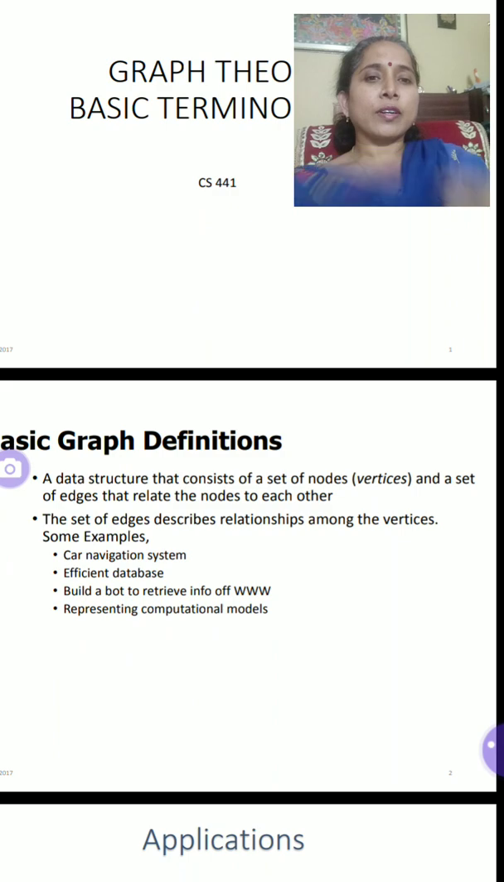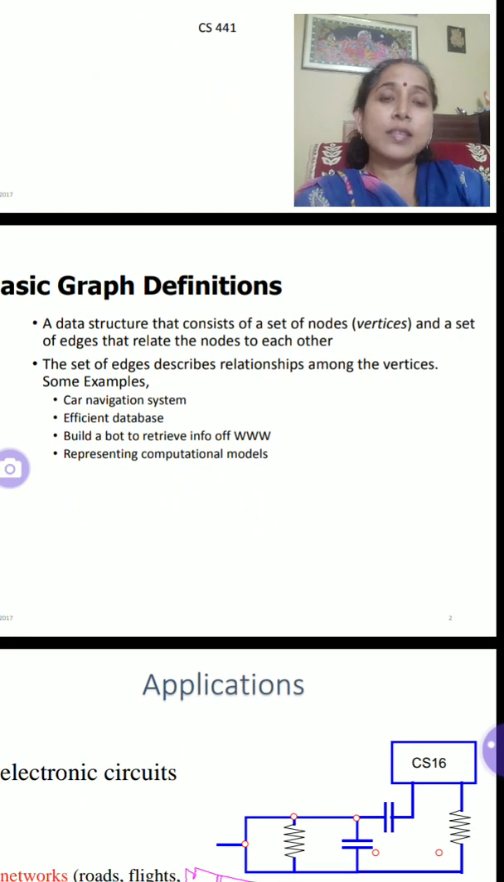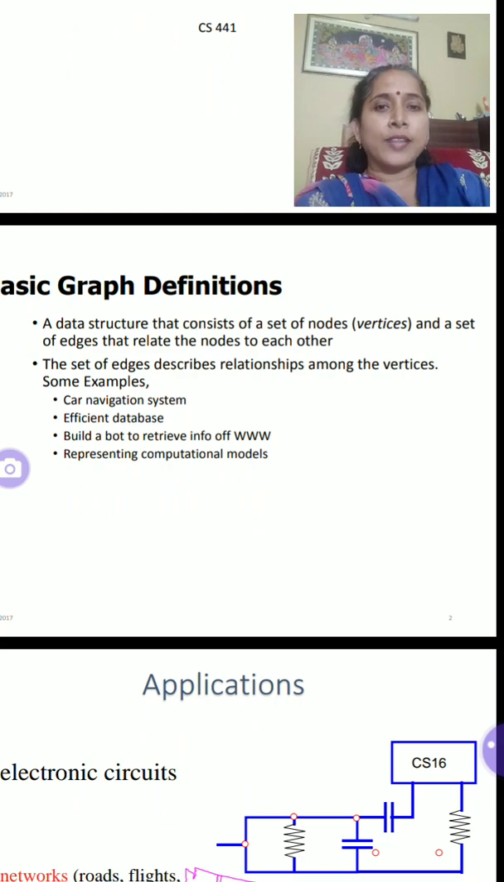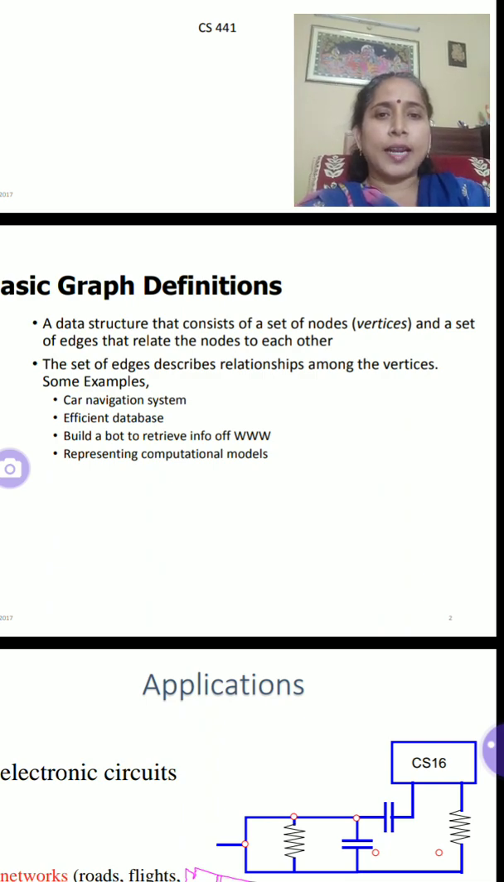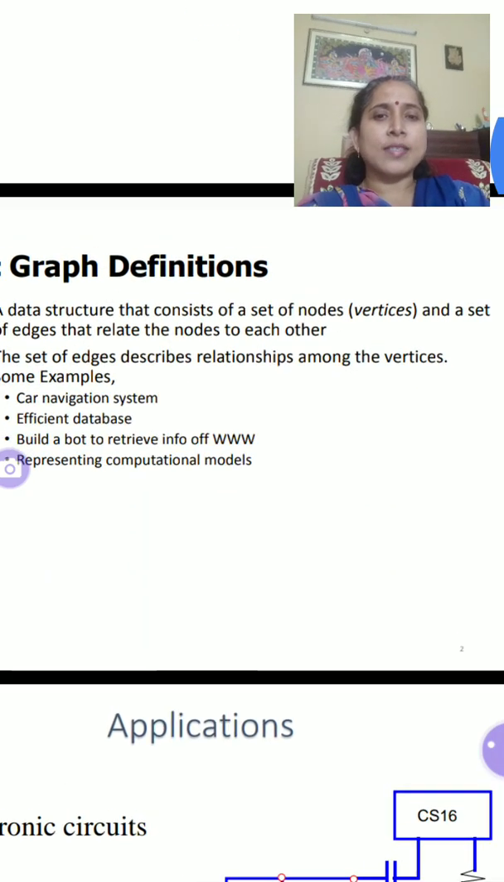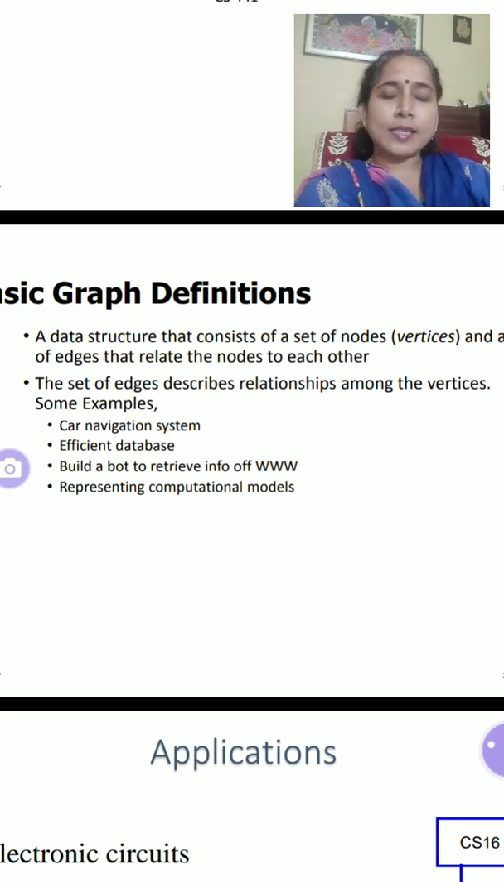Now, as far as graph theory is concerned, first we have to look into what a graph is. As you can read over here, a data structure that consists of a set of nodes, that is vertices, and a set of edges that relate the nodes to each other is known as a graph. Now we can take an example. The tree is a kind of graph.